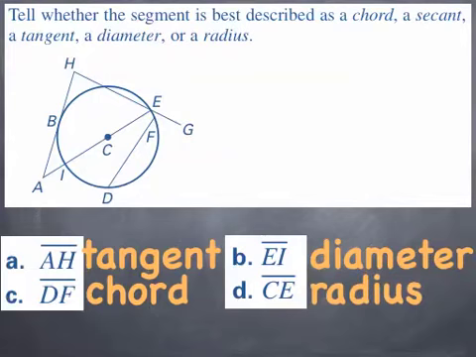If you look, the only word that we haven't really defined here is the line that would be secant. An example of a line that would be secant would be HG. Notice it goes through 2 points on the circle, and it's extending in both directions.